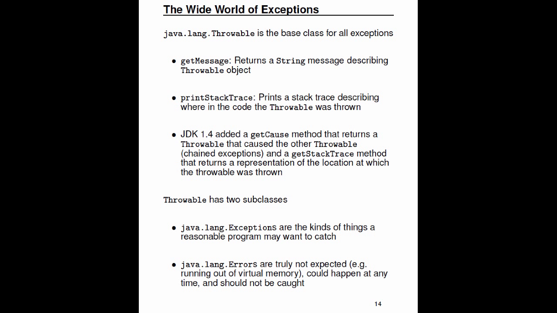And in JDK 1.4, they added something called exception chaining, meaning that one exception can be caused by another exception. And then the stack trace method, when you call getStackTrace on an exception that was caused by another exception, you basically get all of the exceptions up the chain. And this was very useful because it helped you pinpoint not only what went wrong, but also underlying causes of what went wrong. And so all exceptions have those methods.